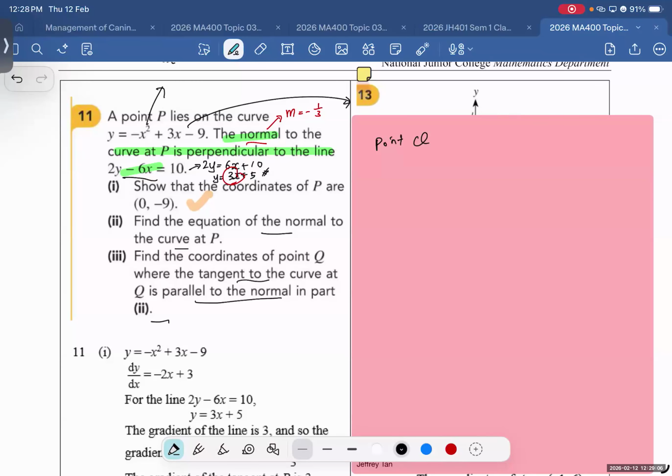Are you copying? Copy. So you got it? Okay, copy.